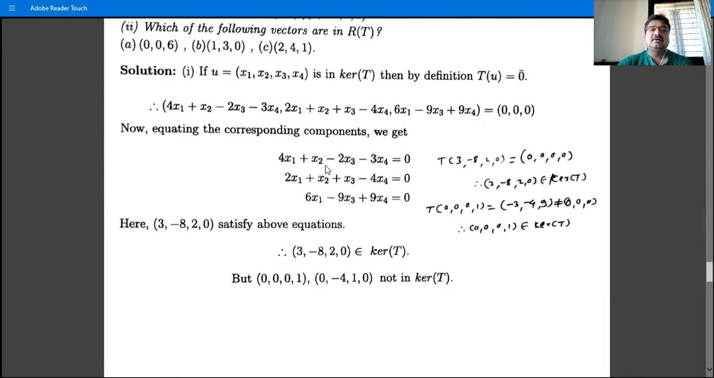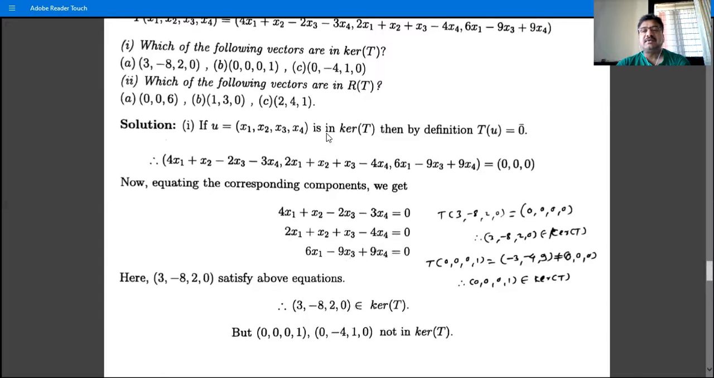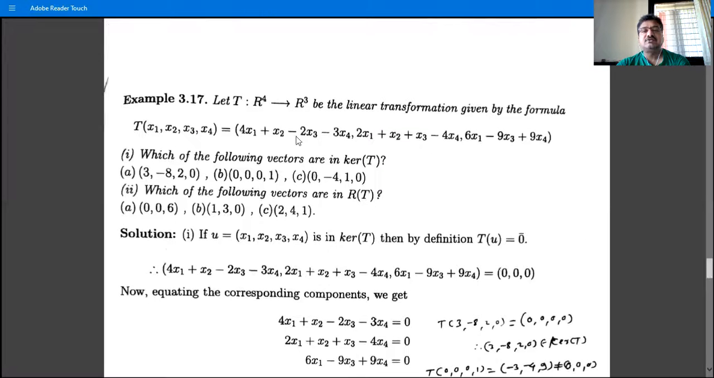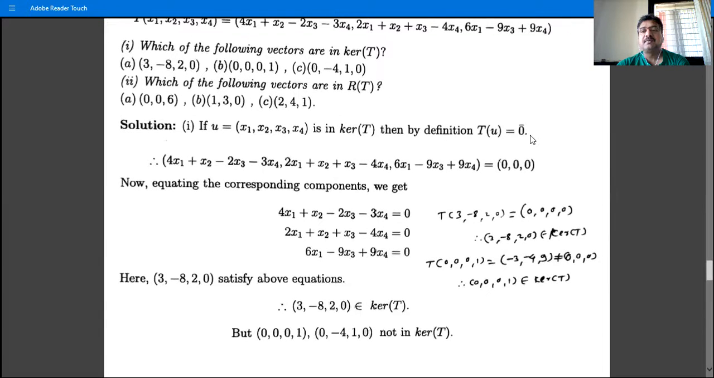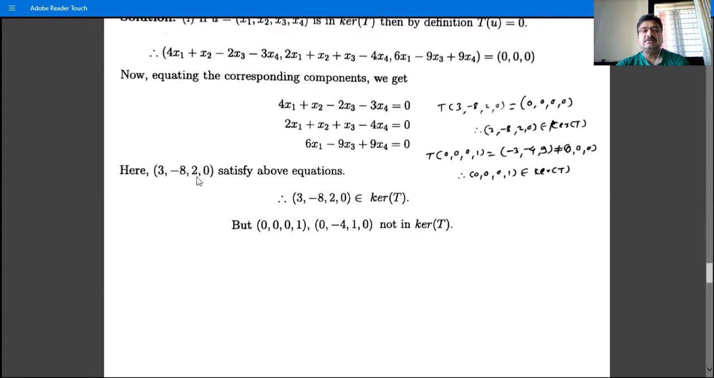That is, we take the general element x1, x2, x3, x4 of R^4 and set its image equal to 0 bar, that is 0, 0, 0. We have the system, and if we take these values as x1, x2, x3, x4 and these equations are satisfied, then the vector belongs to the kernel of T. And if these two do not satisfy these equations, they are not in the kernel of T.